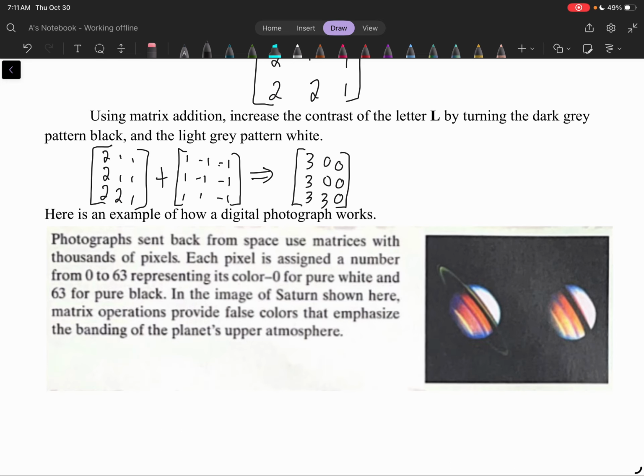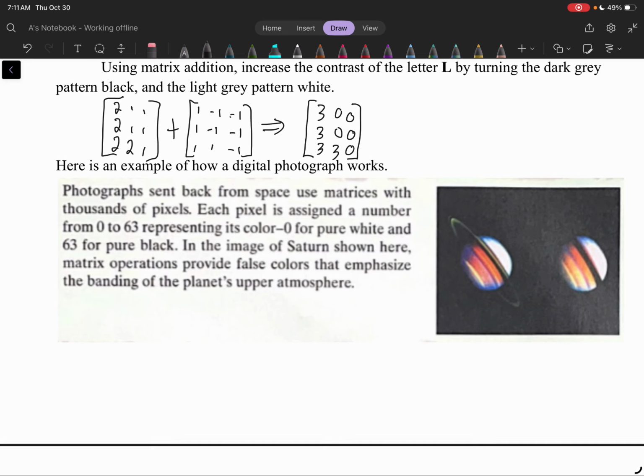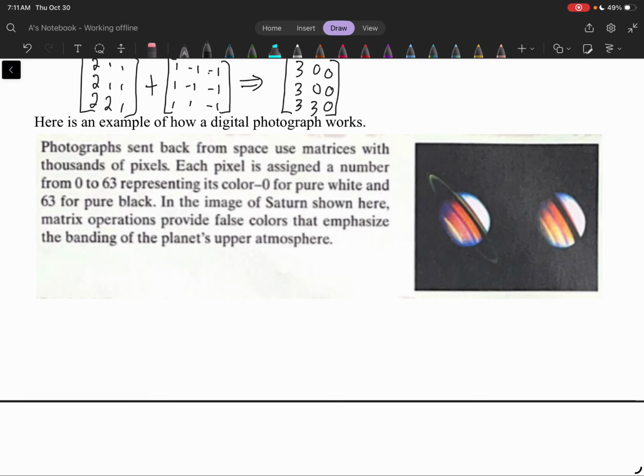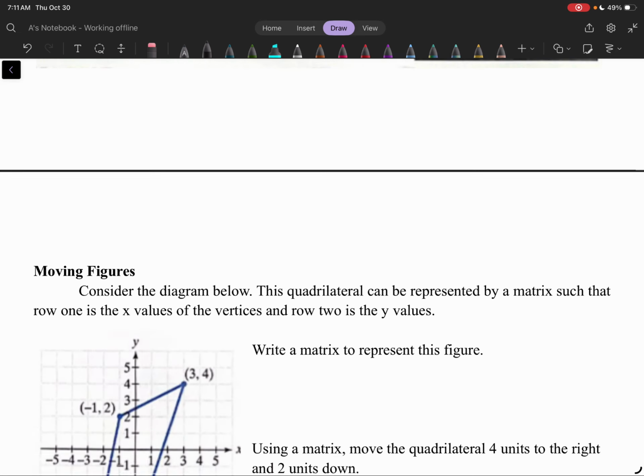To show you a better example of how this works in photographs, look at the image of Saturn, I believe it is, which is made out of pixels. And you can read about that. I just wanted to include that for you to see.